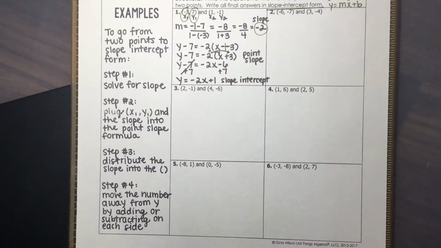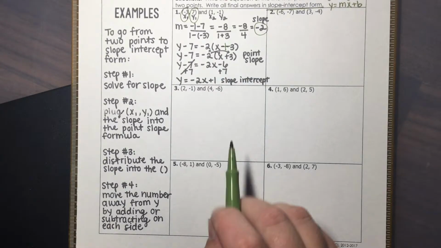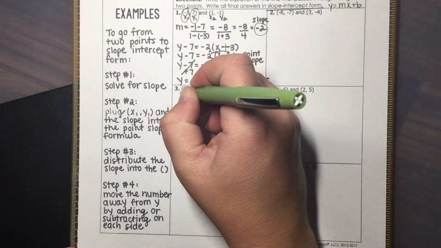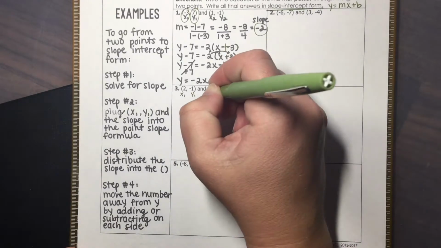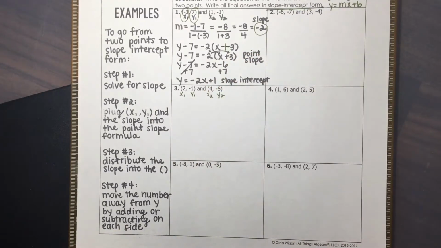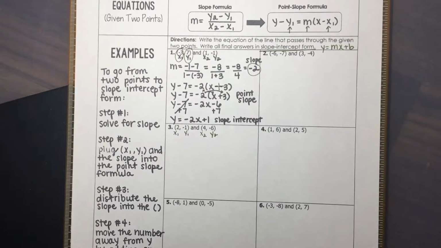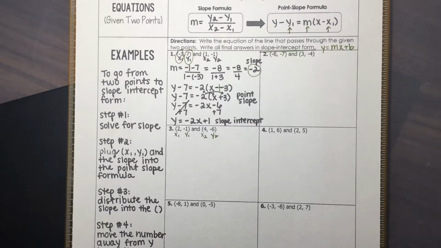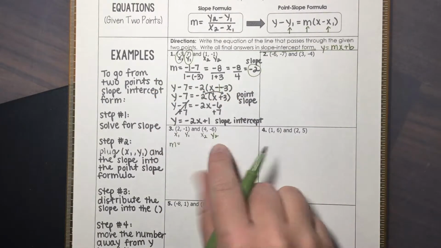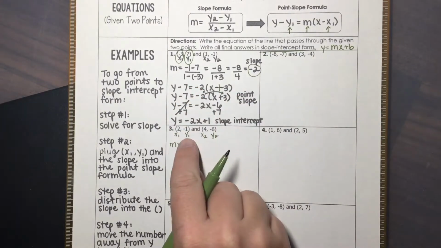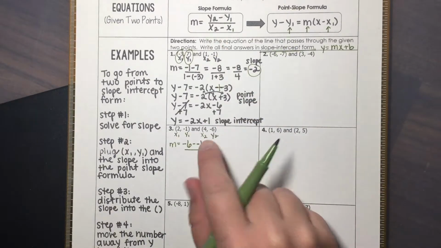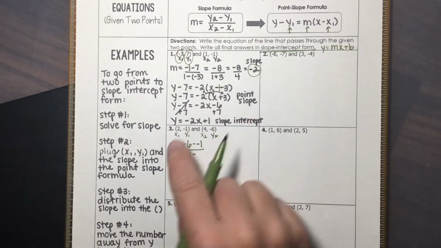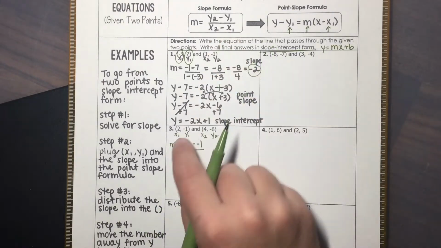All right, now I'm going to go and work through number 3. So number 3, I'm given the point 2, negative 1, so I'll label that x1, y1. Then I'm given the point 4, negative 6, so I label that x2 and y2. All right, now I've got to plug that in to my slope formula all the way up here. So I have y2 minus y1. So m is going to equal my y2, which is negative 6, minus my y1, which is negative 1, all divided by x2, which we see is 4, minus my x1, which is going to be 2 here.